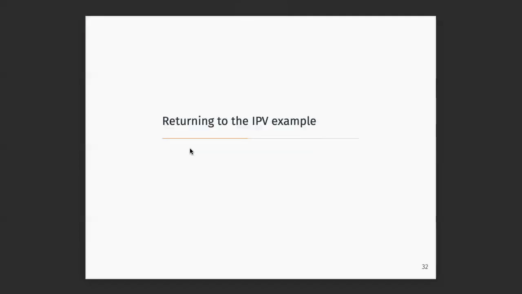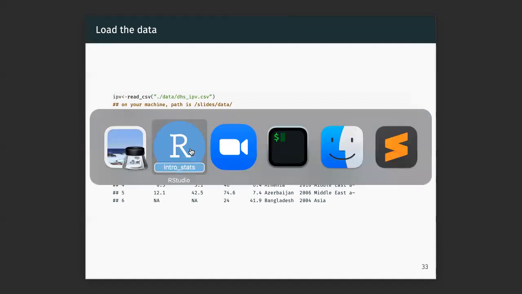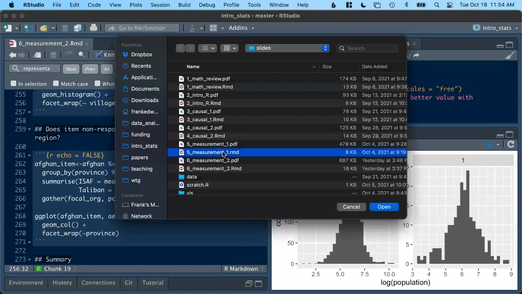Okay, now we're going to do some data visualization exercises. So here I want you to be coding along with me. We're going to return to the IPV data that we used as an example before, the Intimate Partner Violence Survey. I'm sorry, that path is not going to be valid for you. Let me get the right path.